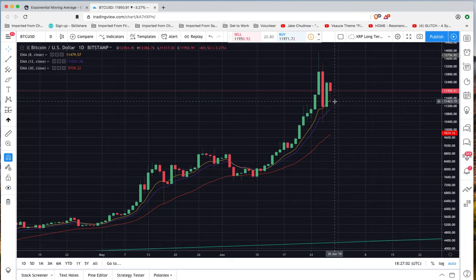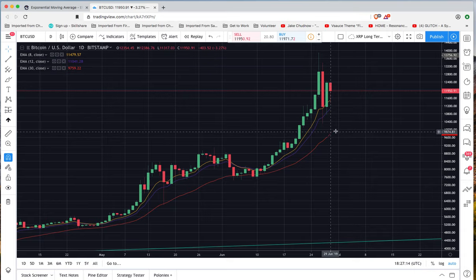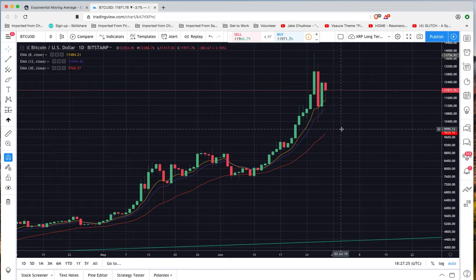If the 90 period average that I showed you earlier on the 4 hour breaks, then this would be my next estimate for where the price could potentially go. But again, a lot of this depends on a lot of other factors. This is just a single tool that you can use to get a rough idea.